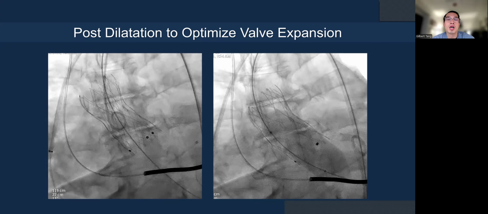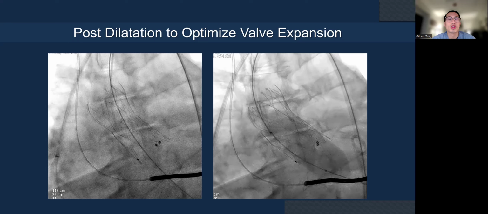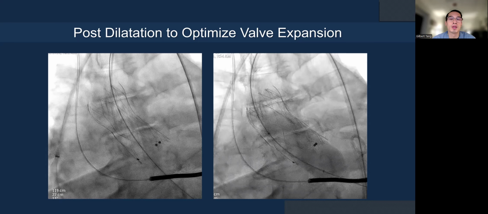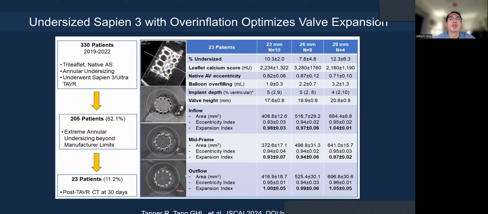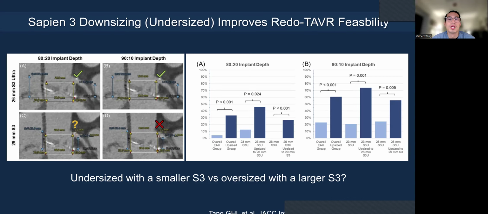And this is typically done under an aerial caudal projection, where we show the short axis of the aortic root annulus. We also recently published work showing that after TAVR with an undersized SAPIEN 3 with overinflation, you can actually optimize the valve expansion, particularly making it more cylindrical and less underexpanded. By undersizing and perhaps downsizing even, we actually can facilitate redo TAVR in these patients, facilitating lifetime management.